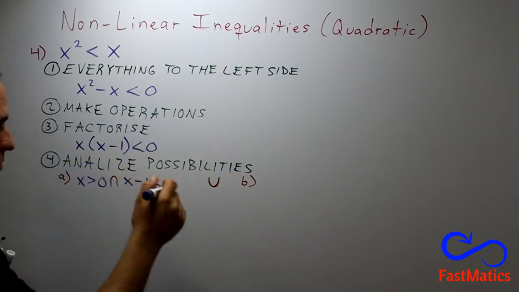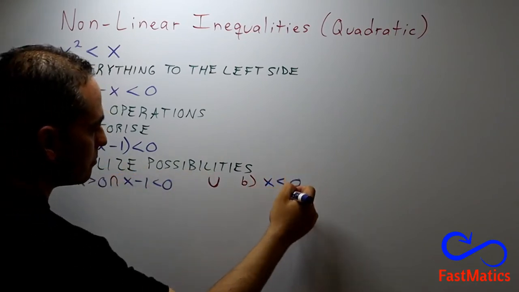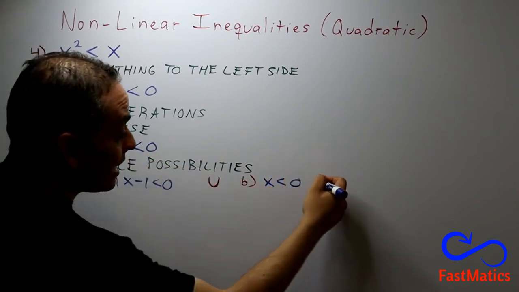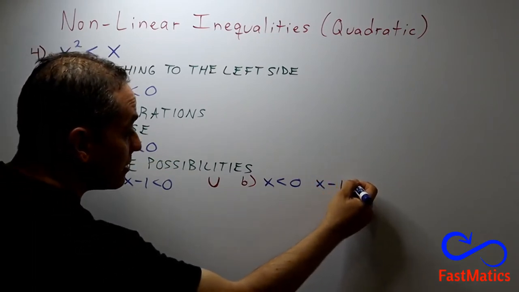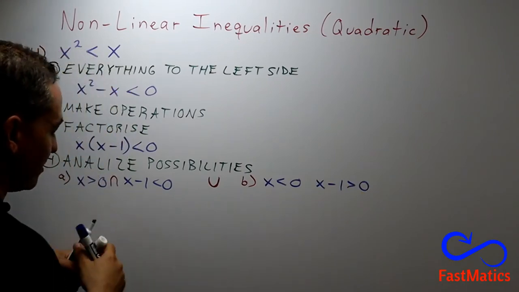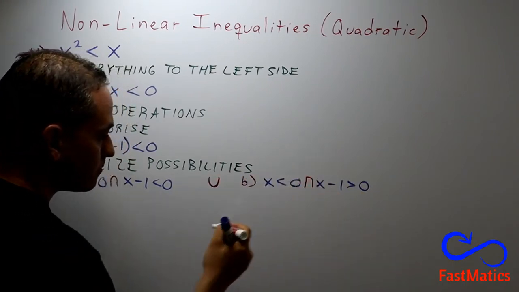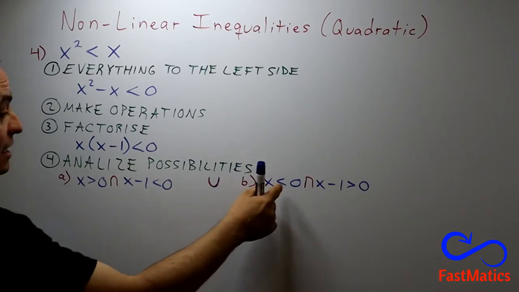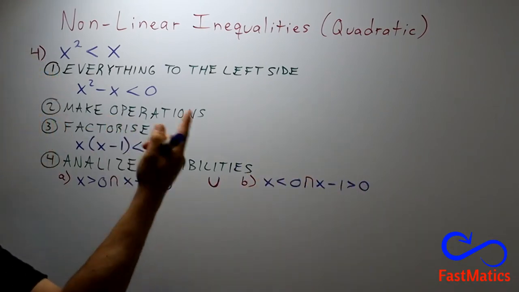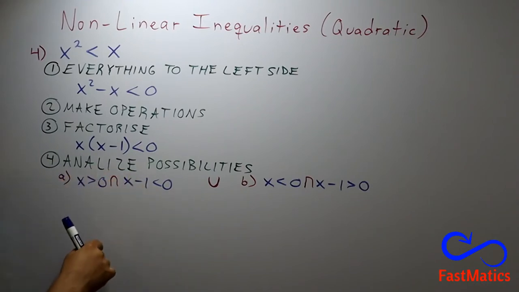So here you write x less than 0 and x minus 1 greater than 0, and "and" means intersection in math. Okay? Positive times negative gives you negative, and negative times positive gives you negative. Now we are gonna solve it.